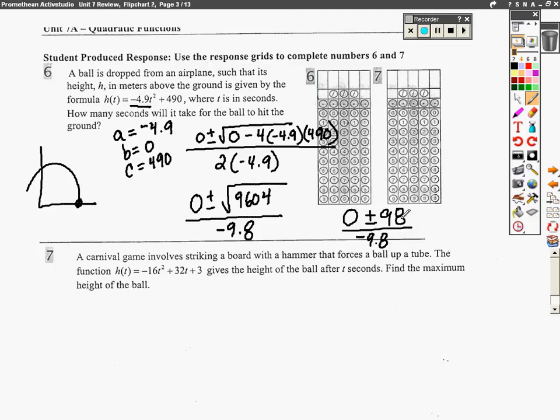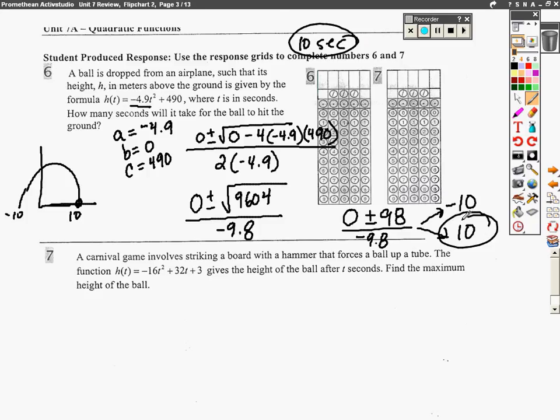Now, when I break this into 2 problems and I do 0 plus 98 divided by -9.8, you get -10. And when I do 0 minus 98, which would be -98, divided by -9.8, you would get +10. So if you think about the problem, it's going to hit the x-axis at -10 and +10, which means it would take 10 seconds for the ball to hit the ground.